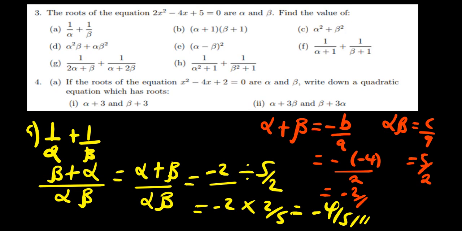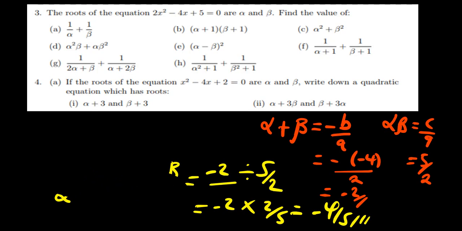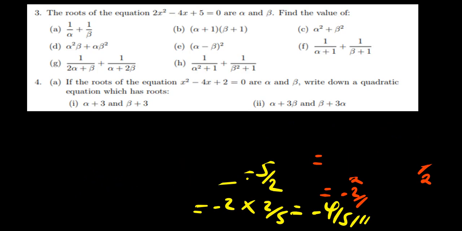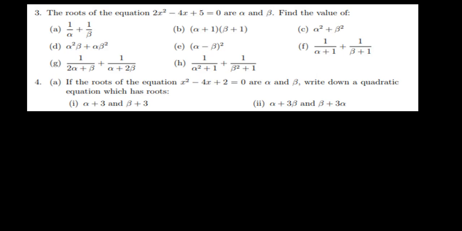Then we have C. For C we are saying alpha squared plus beta squared is equal to what now? So what are we going to do? This is just an identity. When you have alpha squared plus beta squared, it's just the same as alpha plus beta.